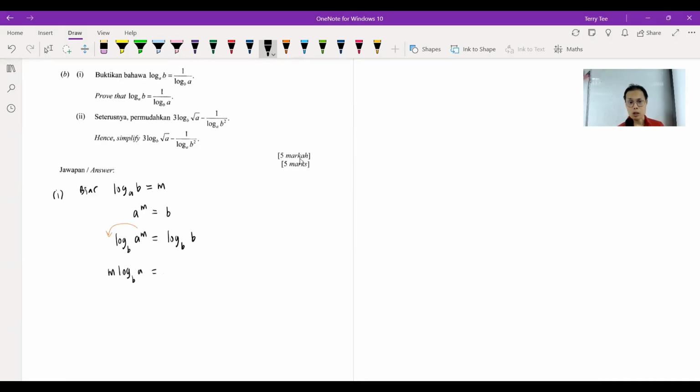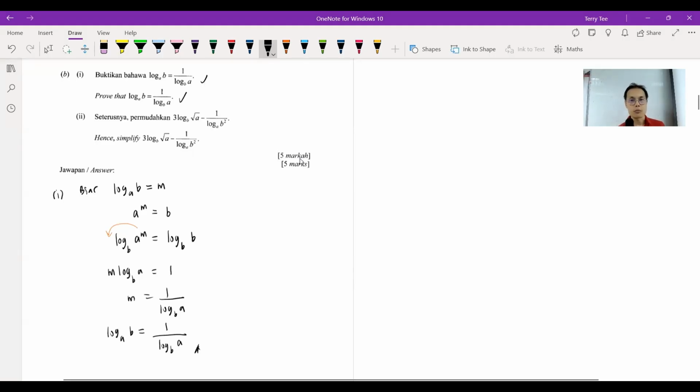By the way, what is log BB? Log BB has a value of 1. Just transfer this over. My M is log base BA, 1 over log base BA. And your M is log base AB. Log base AB is now 1 over log base BA. So there you go. I buktikan bahawa this is true.